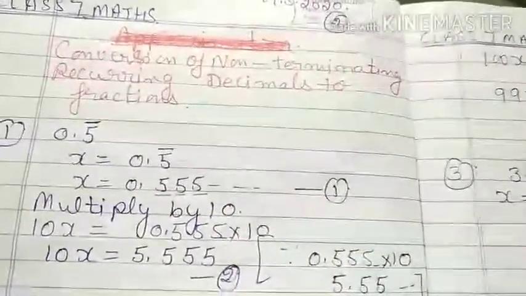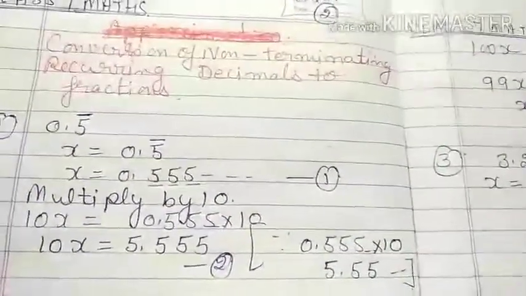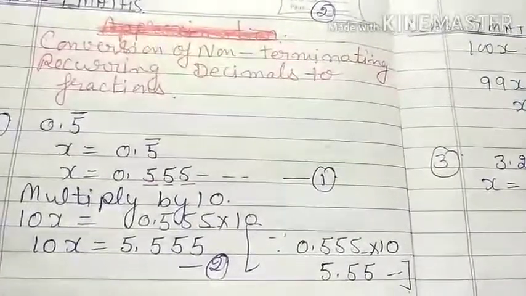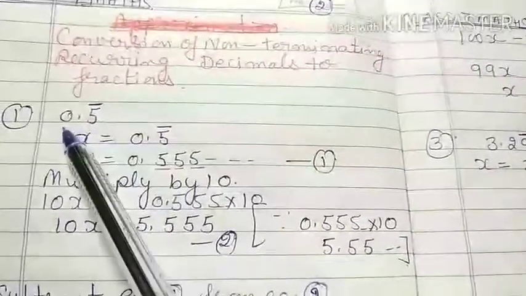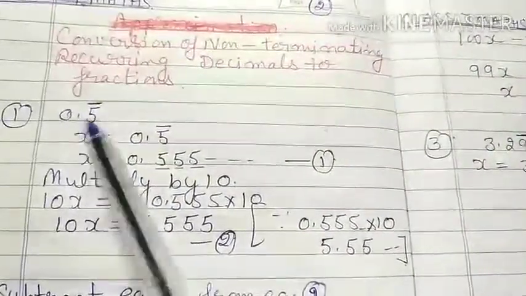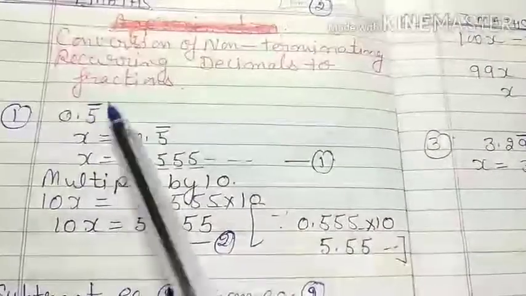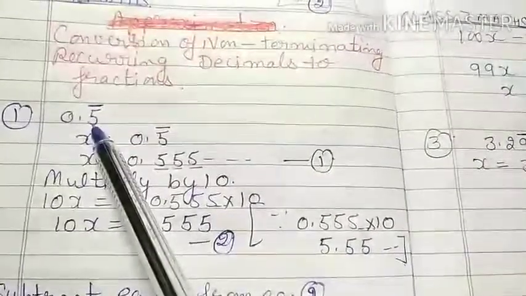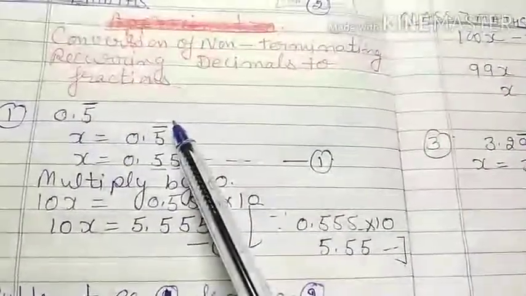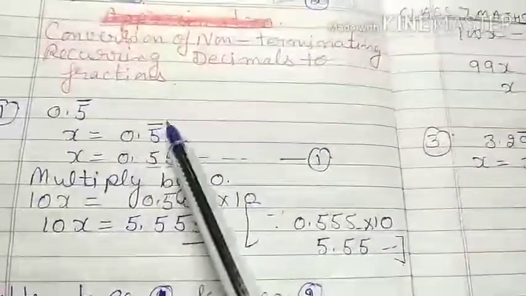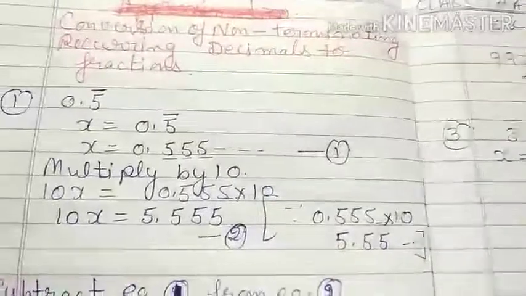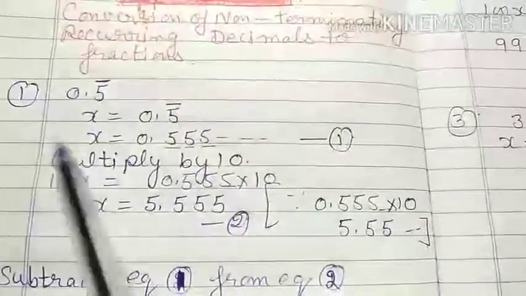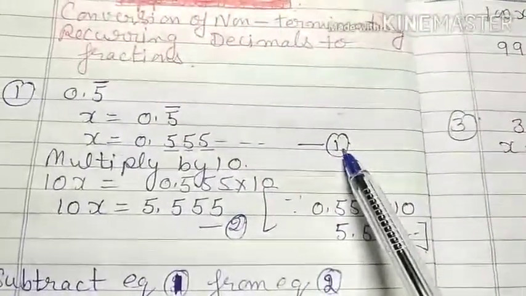So here I have three different types of decimal numbers that I am going to change into fractions. The first number is 0.5 bar. Bar means that in this decimal number, 5 is repeated infinite times. When you remove the bar line, only 5 is repeated endlessly. So I consider this as x, my first equation.